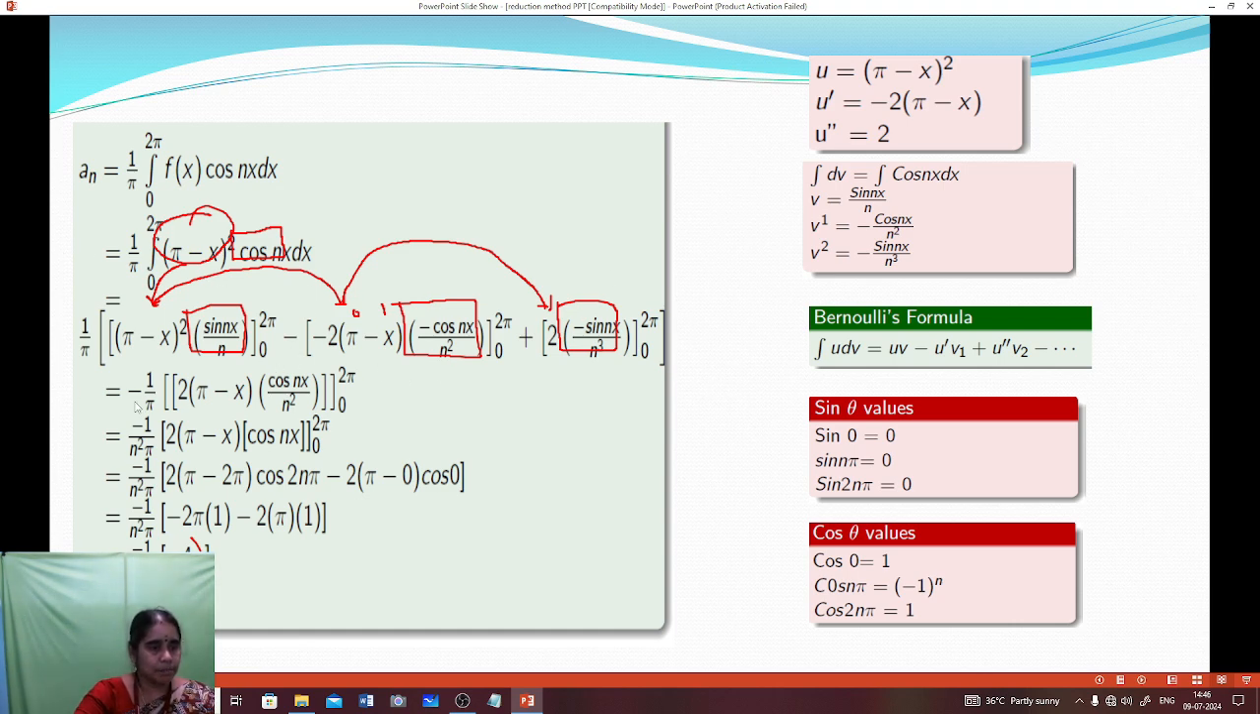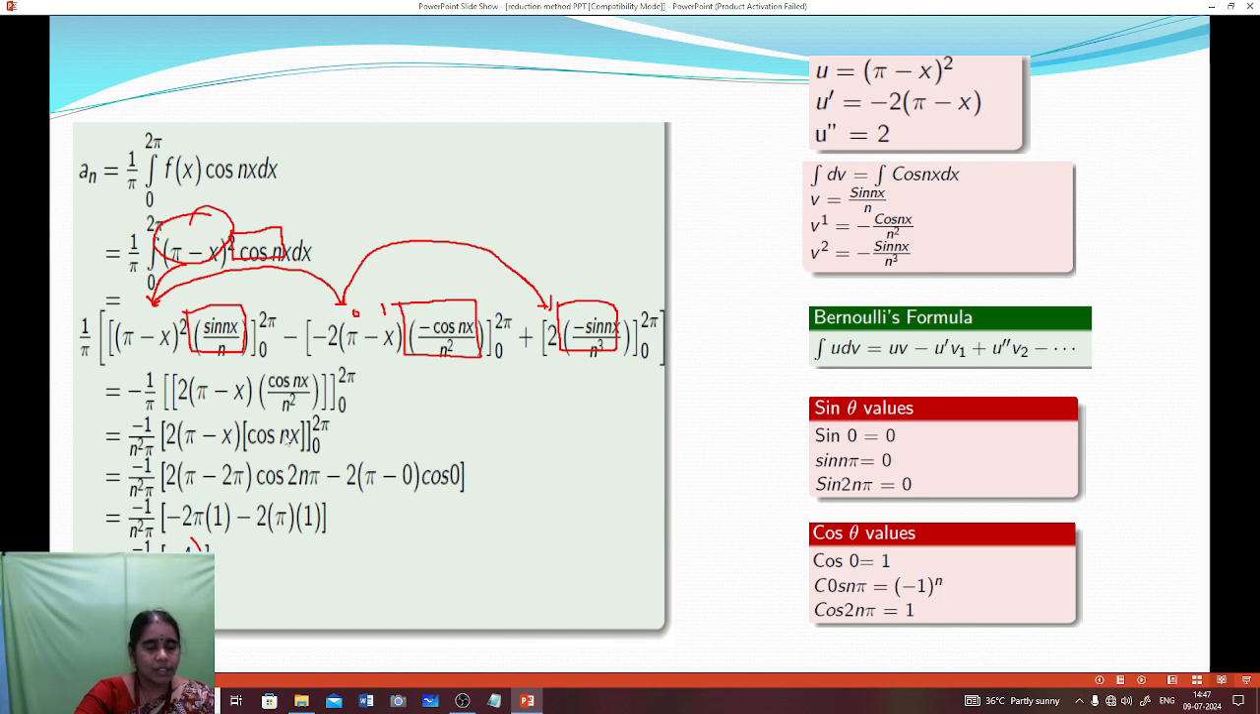So minus. On substituting this, 2 into pi minus x into minus plus into minus. That thing we are putting our sign. First check it for plus or minus, then numerical value, then the function. So here minus into minus plus into minus. So I am taking minus commonly as an outside. Then the remaining 2 into pi minus x cos nx by n square, 0 to 2 pi.